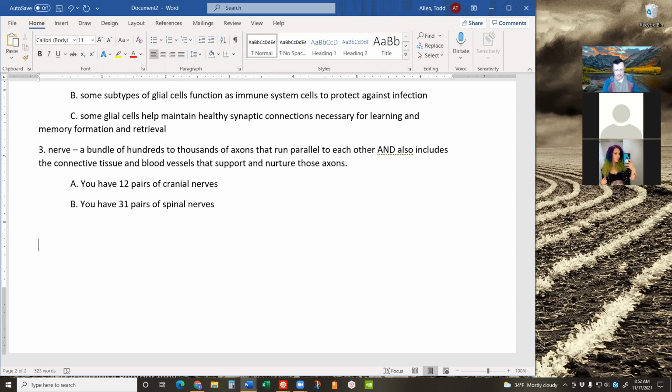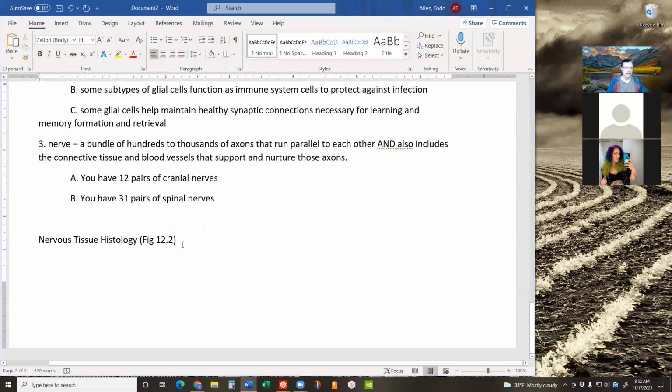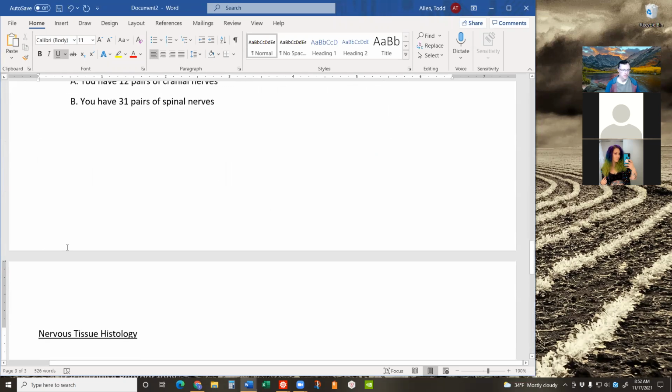Okay, let's talk about figure 12.2. This is part of nervous tissue histology. And so I would ask and encourage you to be looking at this anatomy in your textbook as I go over it. Okay, and so we'll talk about the neuron itself of figure 12.2. Okay, I'll break it down this way here and put this onto a new page. Here we go.